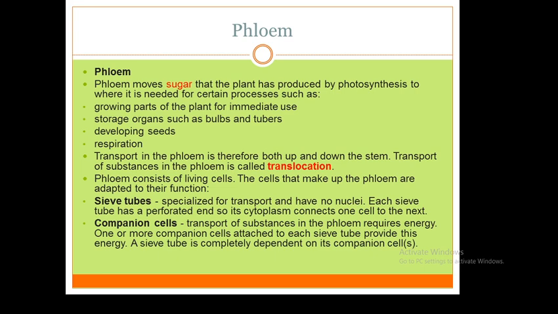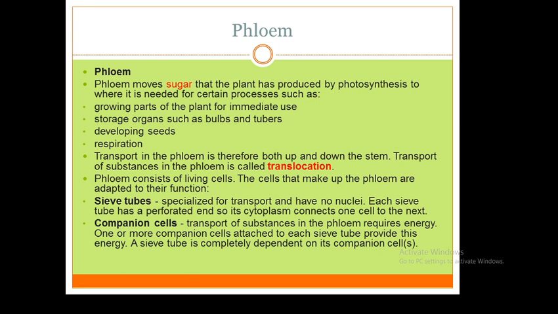Phloem. Let's talk in detail about what phloem is. Phloem moves sugar that the plant has produced by photosynthesis to where it is needed for certain processes, such as growing parts of the plant for immediate usage, storage organs such as bulbs and tubers, developing seeds, and respiration. Transport in the phloem is therefore both up and down the stem. The transport of substances in the phloem is called translocation. Phloem consists of living cells. The cells that make up the phloem are adapted to their function.